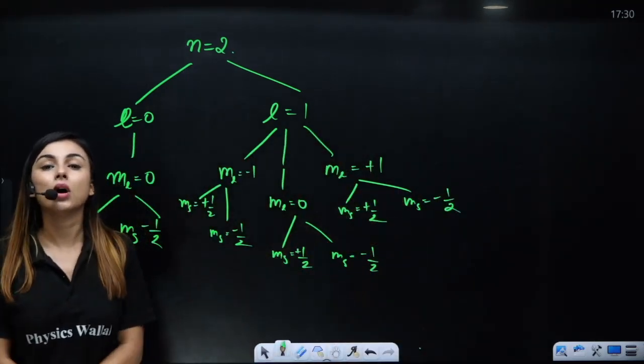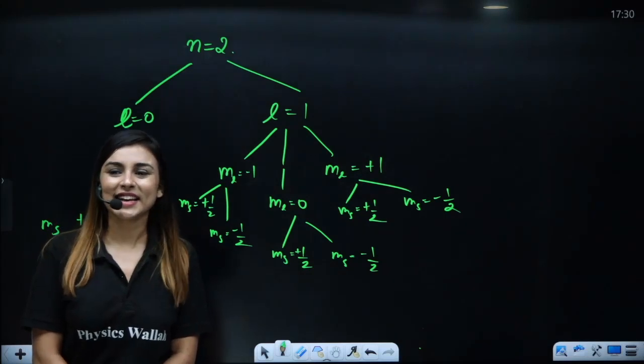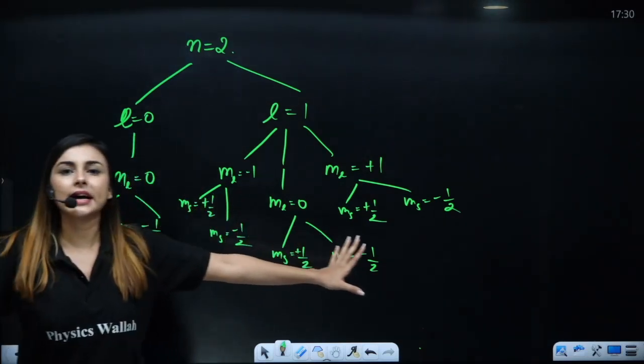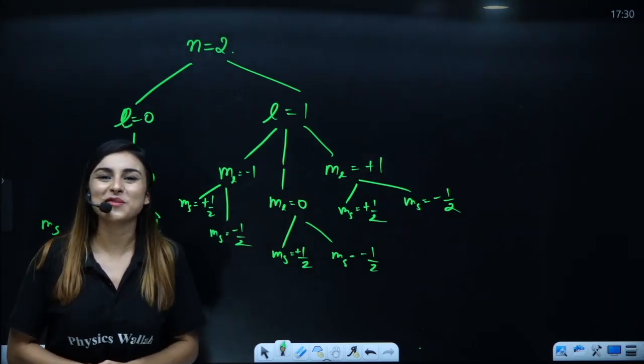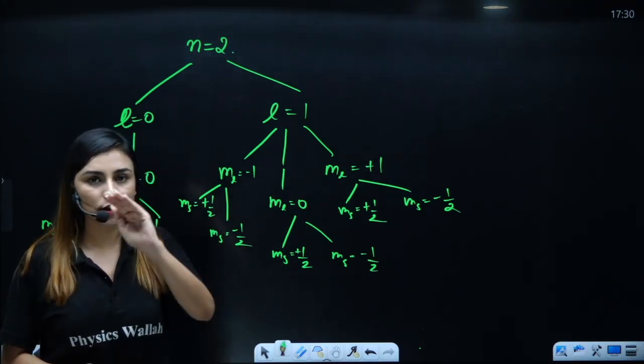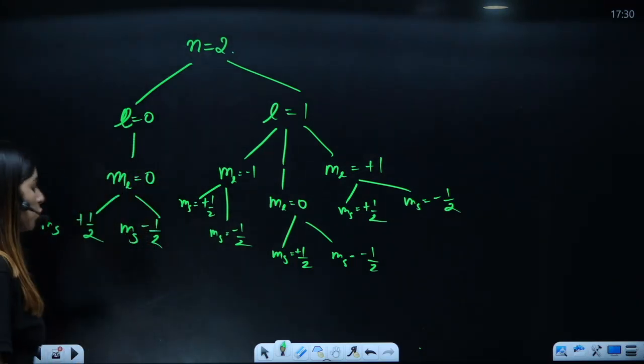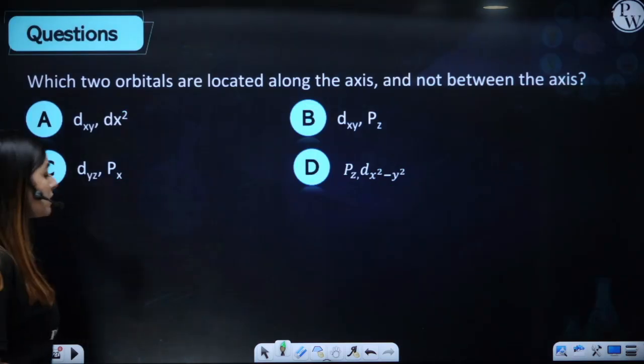This is how you are going to solve the question. So this is only the basic idea. You can reach any electron anyhow. You need only these quantum numbers. Now let's solve questions and you will get everything, I am assuring you. Let's move forward, my dear students.